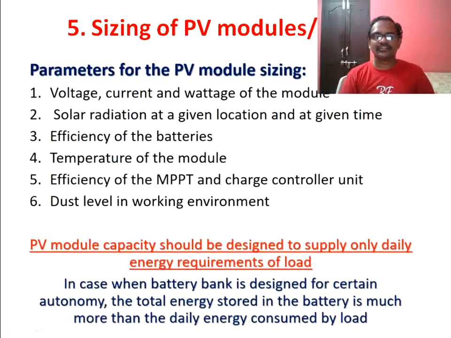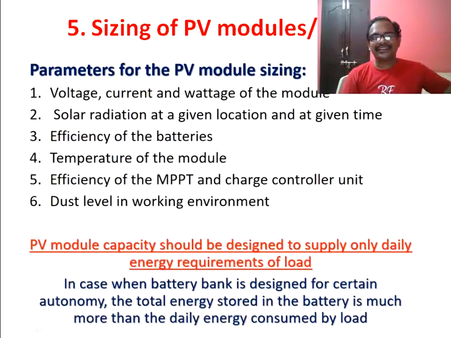Efficiency of the batteries is already given, that is 85%. Efficiency of the MPPT and charge controller unit is given as 95%. Then there are the temperature of the module and the dust level in the working environment. Whenever the temperature of the module increases, the efficiency will decrease. And whenever the dust falling on the solar cell increases, the efficiency will decrease. So these 2 parameters also have to be kept in mind. The PV module capacity should be designed to supply only the daily energy requirement of the load.